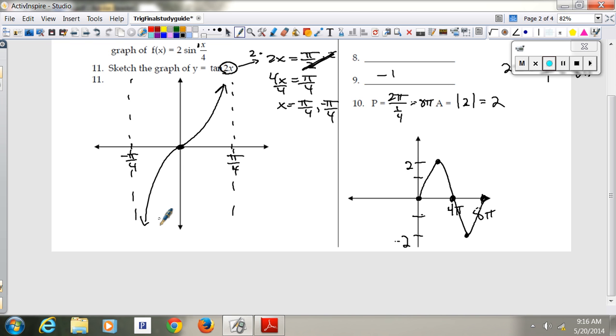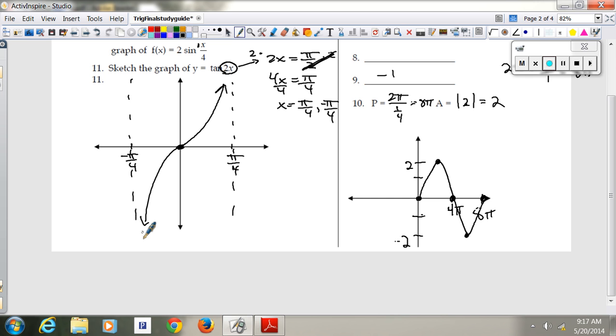You're just going to need to know the direction and the dotted lines. If you get those two things right, you'll be able to pick the right graph. There's going to be 4 choices. So you're going to need to know where the dotted lines need to go, which direction it goes in, and you should be able to pick the right graph. All right, there is 10 and 11. Moving on.